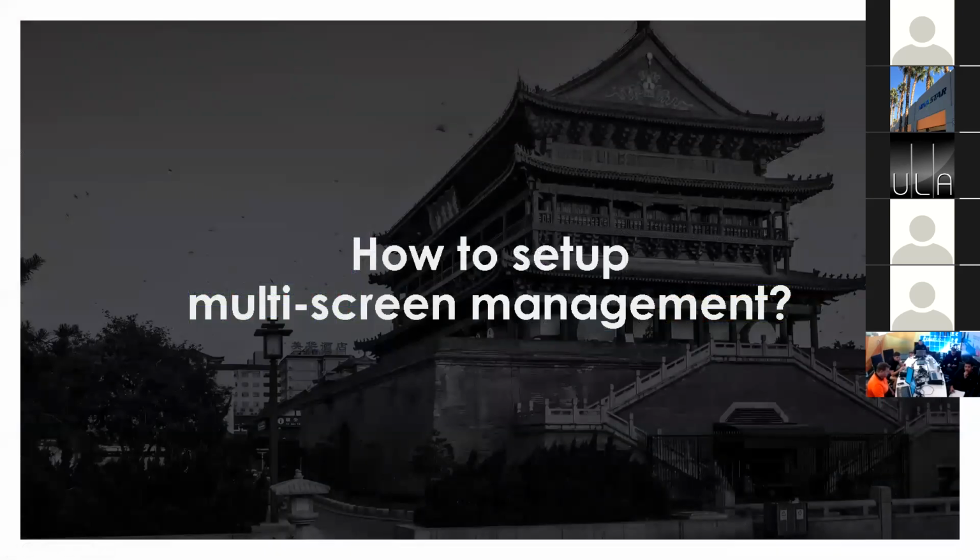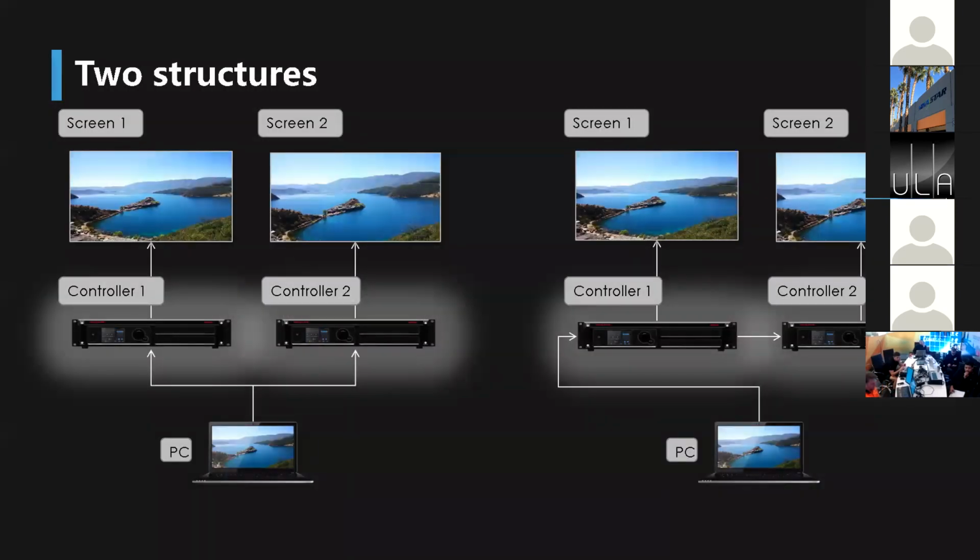Okay, after that, we will introduce how to set up multi-screen management. We can see there are two structures we can use to set up multi-screen management. The first way, we can use a USB cable to connect to the PC separately. And the second, we can cascade the sending cards to control them at the same time. So this one is cascaded, and this one connects to the PC separately.